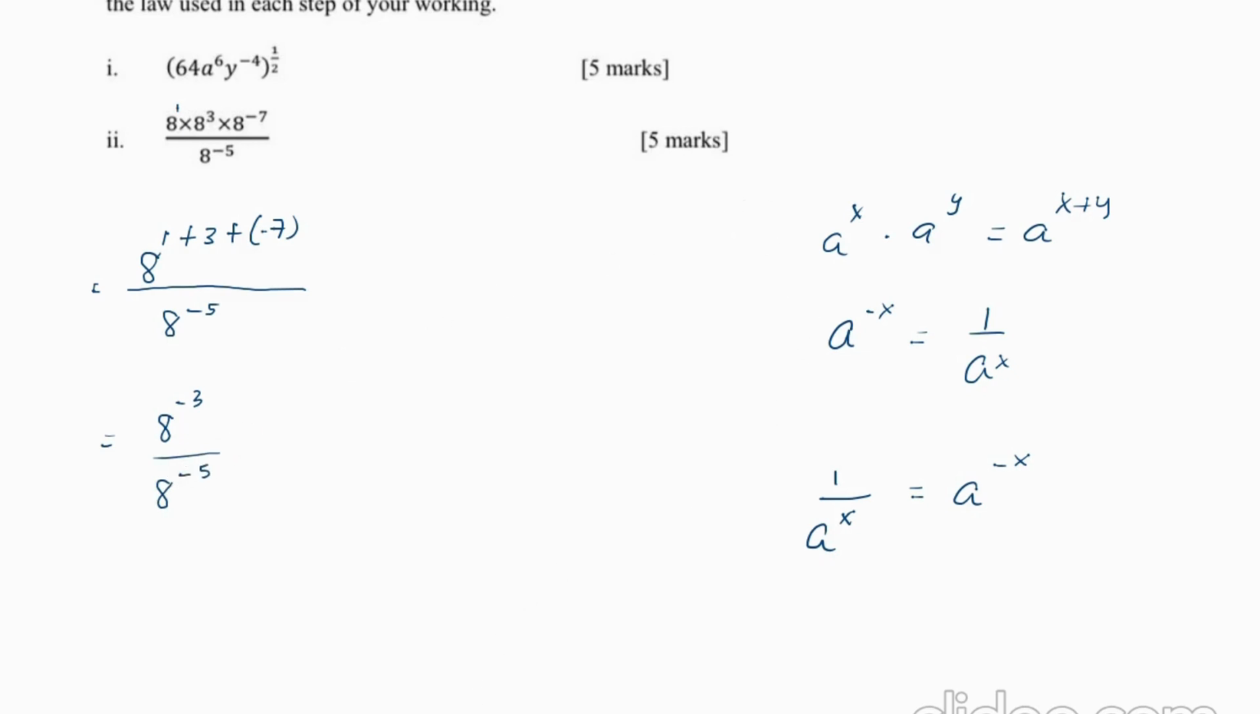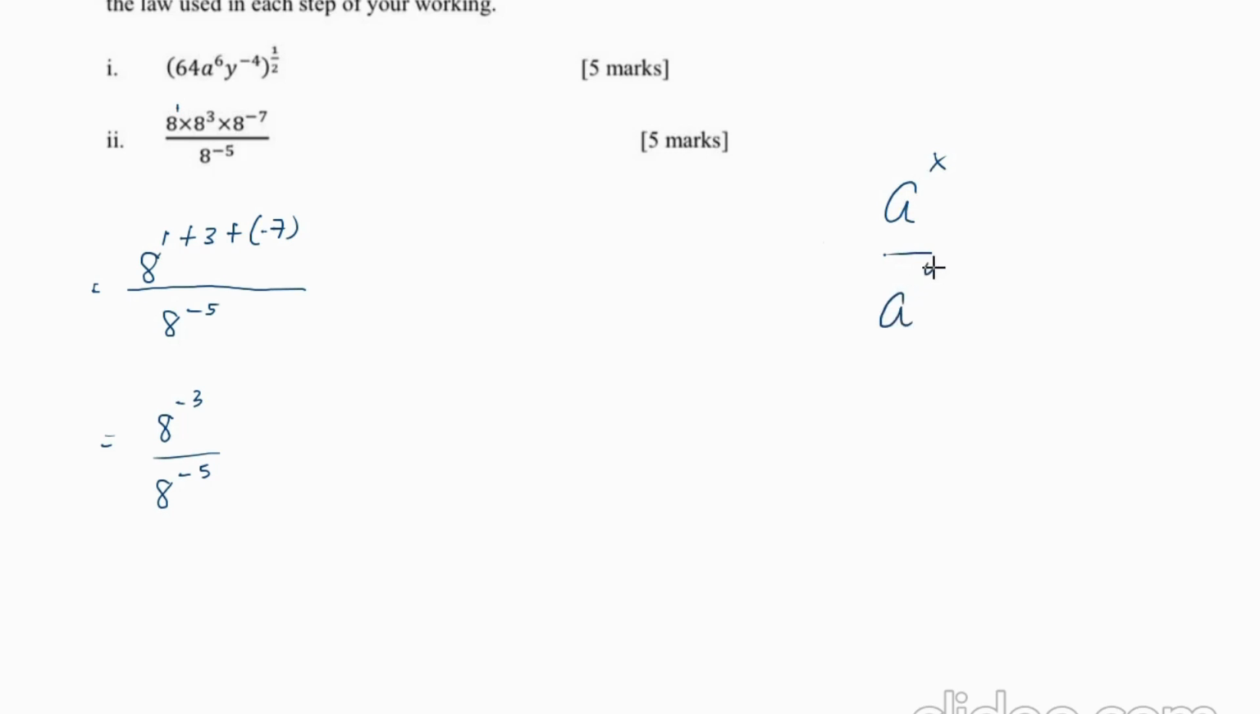Now, remember, there is a rule that tells us how to divide. It says a to the x divided by a to the y is equal to a to the x minus y, which means I just have to subtract the powers, right? So this is equal to 8 to the minus 3 minus a minus 5. You have to be careful here, right? You're subtracting whatever the power is below. That power is not 5, it is minus 5. So a minus of minus 5 gives me 8 to the minus 3 plus 5, which gives me 8 squared.